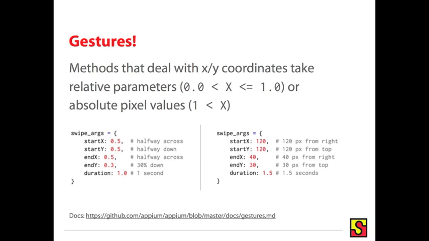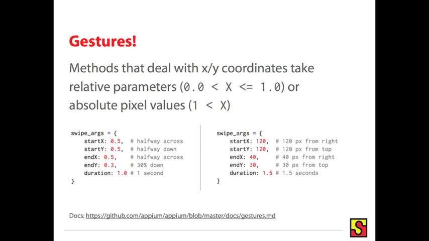Something else that's really useful to know is that methods that deal with X and Y coordinates can take two different kinds of parameters. Your X and Y coordinates can be either relative, in other words, they can fall between 0 and 1, or absolute, meaning values of 1 or greater. So let's take a look at what this means.